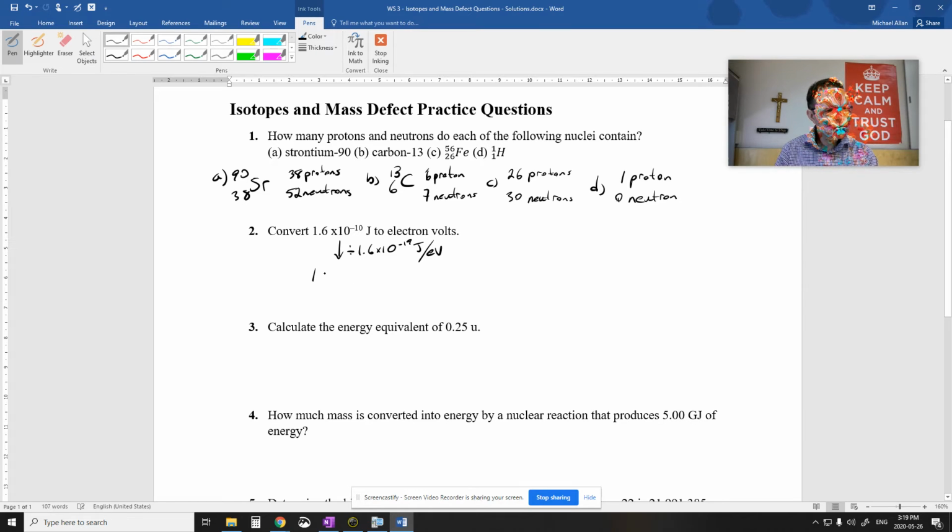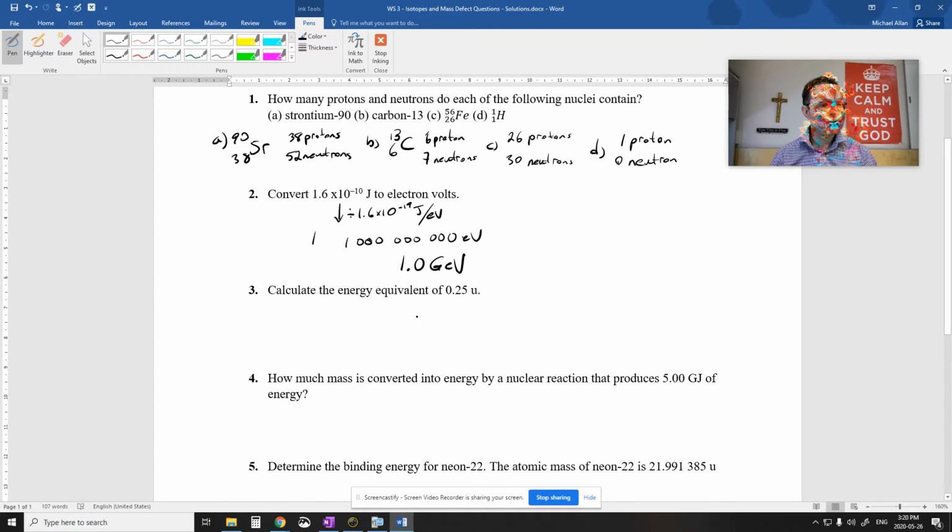How many zeros do I have here? I'm just going to start from this side. There's a bunch of zeros. So this is how many electron volts it is, but I'm going to change my prefix. So kilo, mega, giga. So this is 1.0 giga electron volts. Very cool.